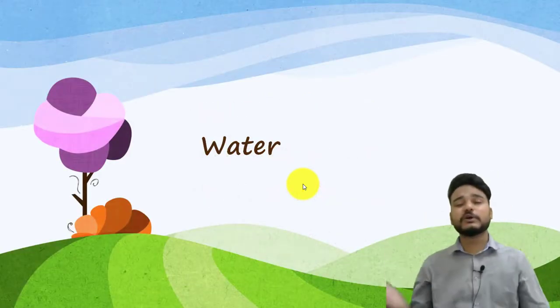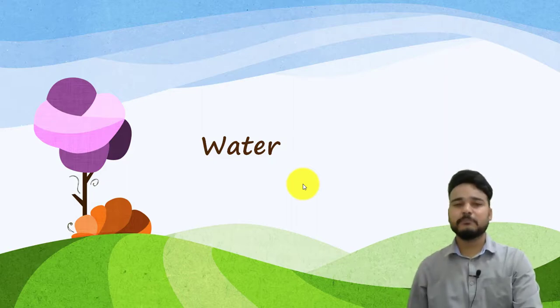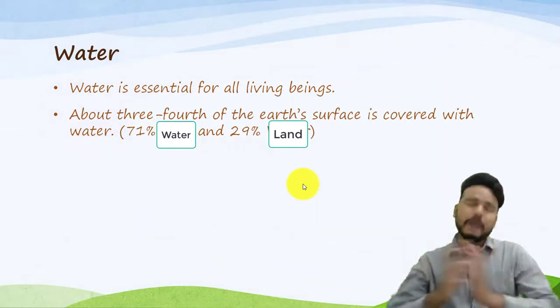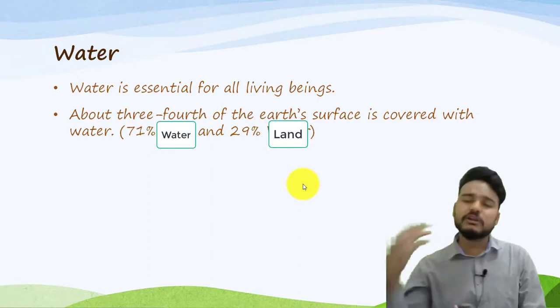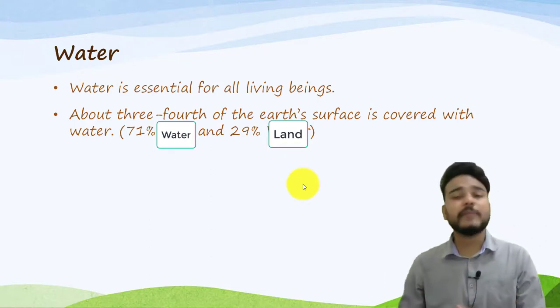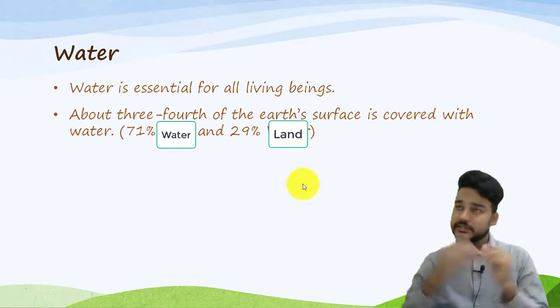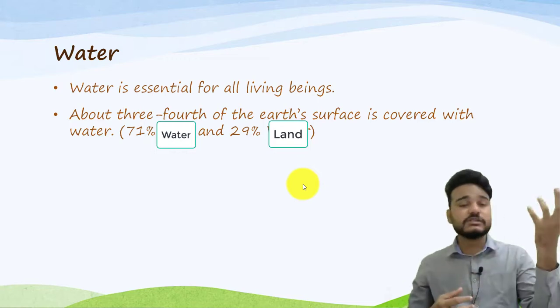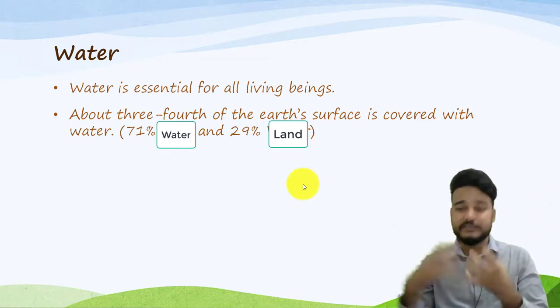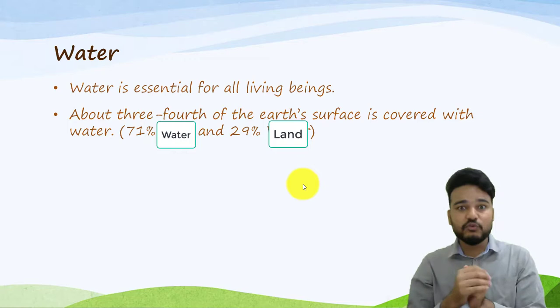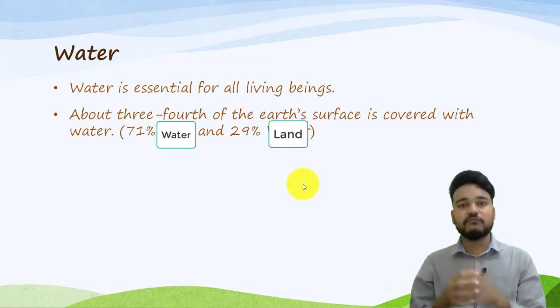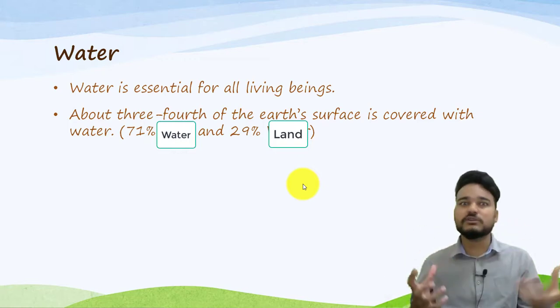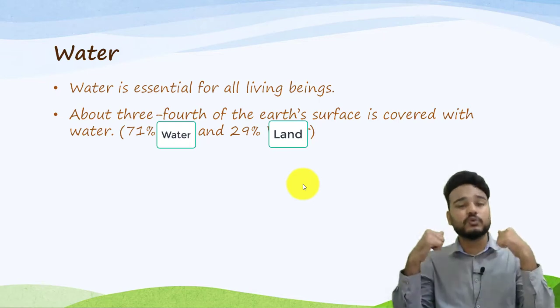So we are talking about water. So why is water important? We have learned about photosynthesis in plants also. Using sunlight and air they prepare food, but another essential part of their food making process is water that they absorb from roots.